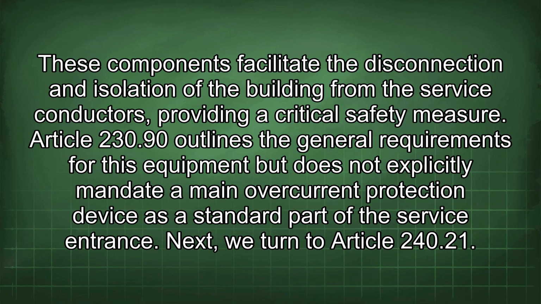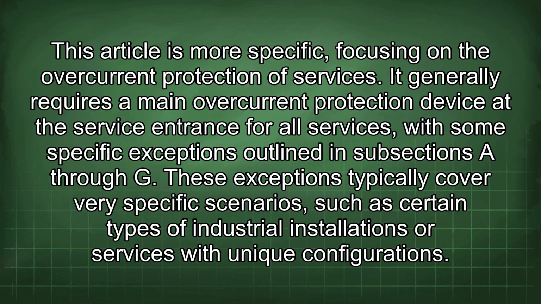Next, we turn to Article 240.21. This article is more specific, focusing on the overcurrent protection of services. It generally requires a main overcurrent protection device at the service entrance for all services, with some specific exceptions outlined in subsections A through G. These exceptions typically cover very specific scenarios, such as certain types of industrial installations or services with unique configurations.